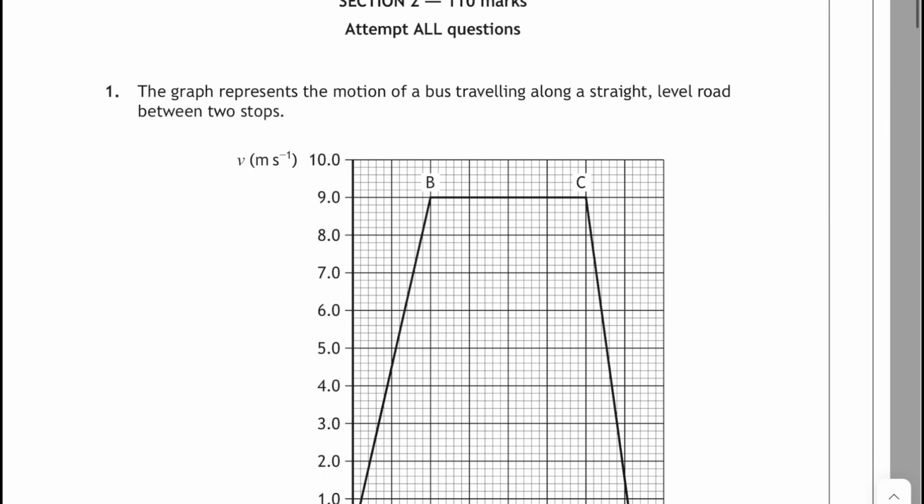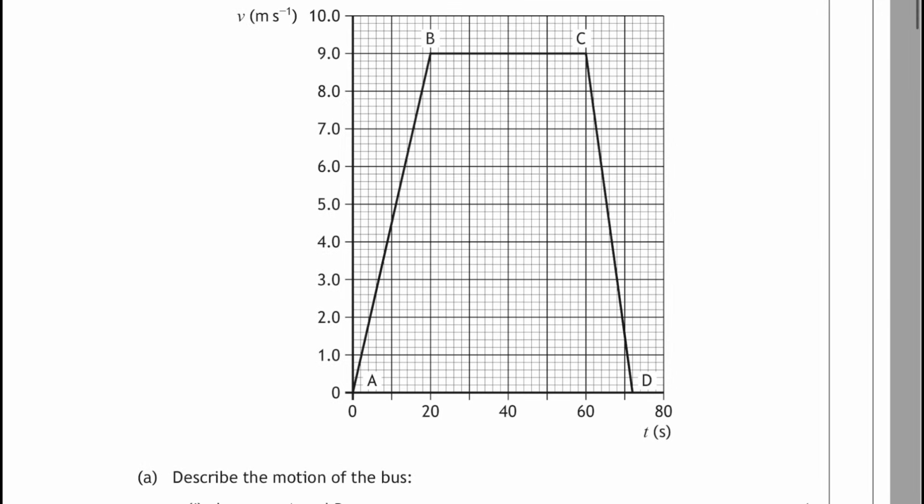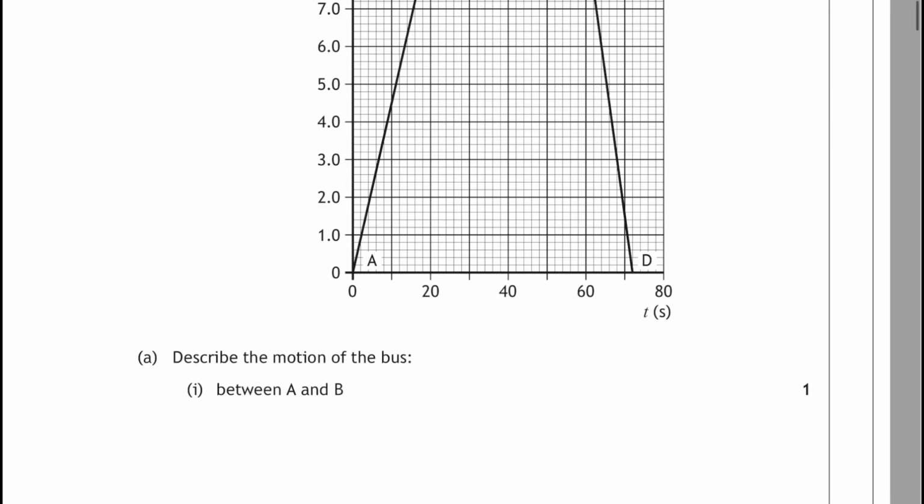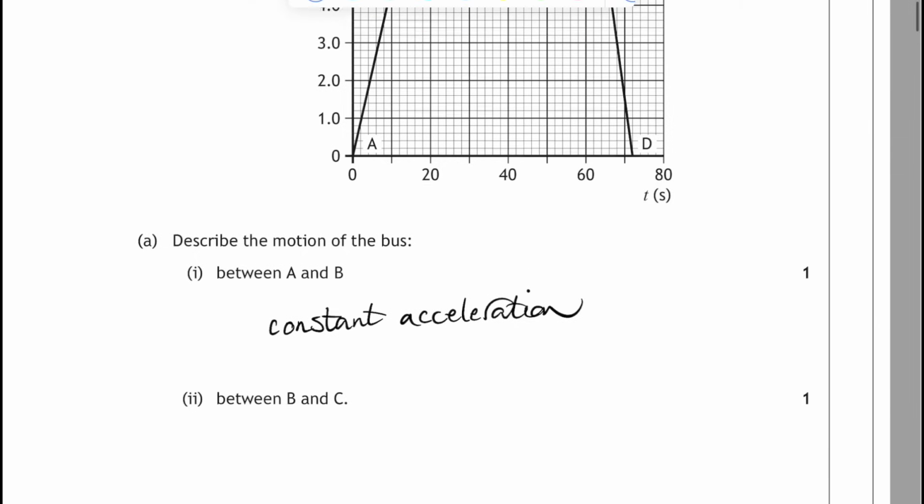them. So, question 1. The graph represents the motion of a bus travelling along a straight level road between 2 stops. And we can see how its motion is changing from points A, B, C and D. And in part A of the question, we have to describe the motion of the bus between A and B. Well, it's sloping up the way, it's got a constant positive gradient, and that represents a constant acceleration.